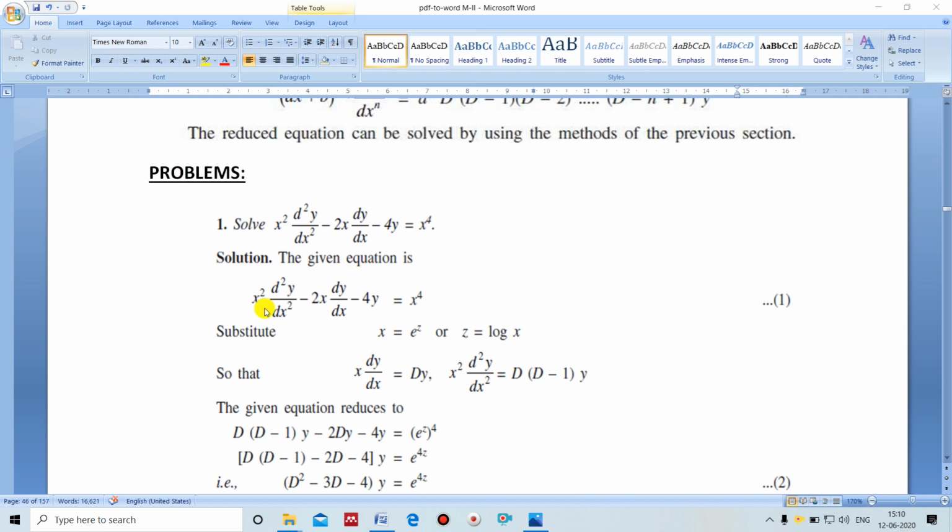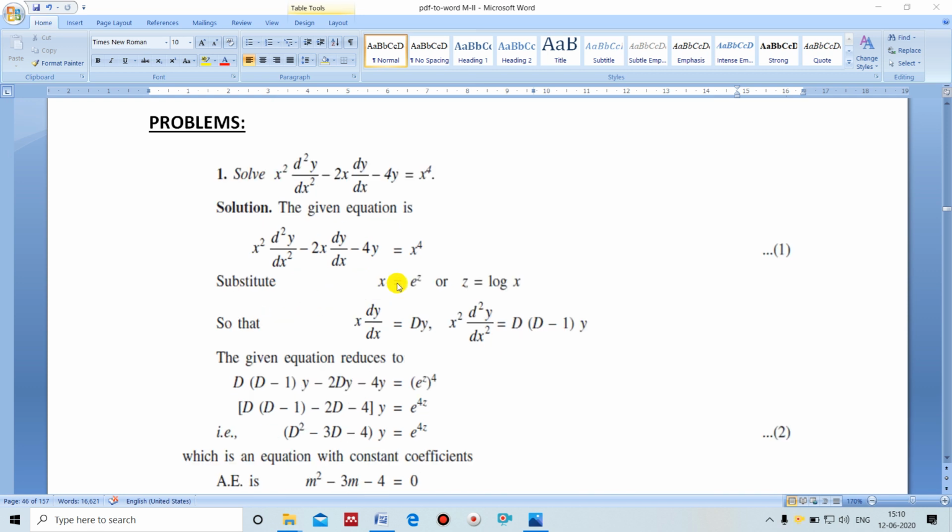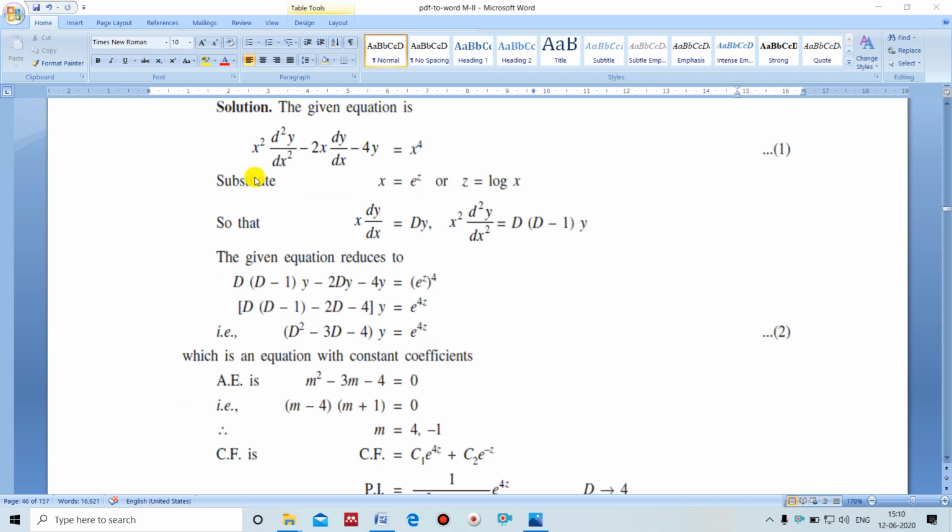The given equation, we can write as x² y'' - 2x y' - 4y = x^4. To convert to a linear differential equation, we know the procedure. Put x = e^z or z = log x. Then x dy/dx is Dy, x² d²y/dx² is D(D-1)y.